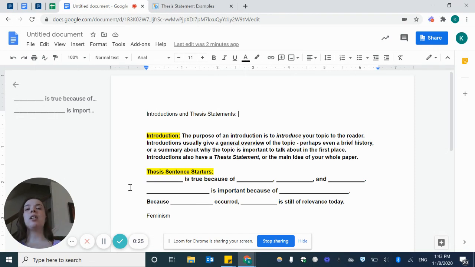So an introduction, it's introducing your topic to whoever is going to be reading your paper. Usually they give like a general overview, maybe a brief history or a summary of why the topic's important. And then your introduction always ends with a thesis statement, which is like, I could boil down the paper to one thought. What would it be?